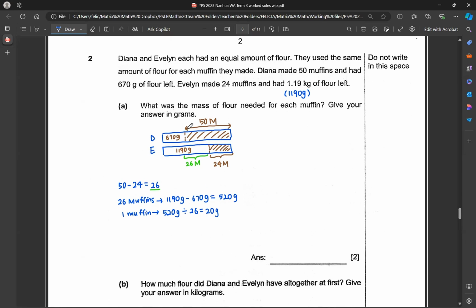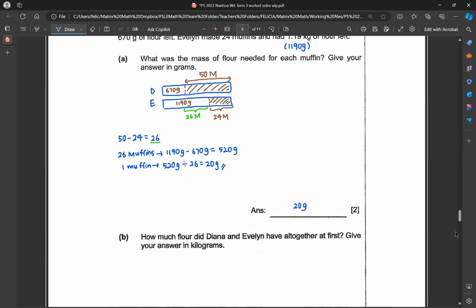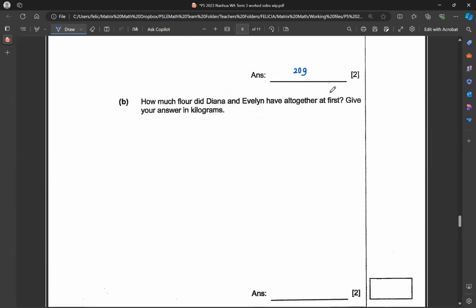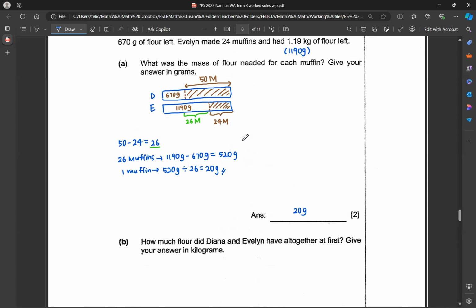So actually you have answered part A. What was the mass of flour needed for each muffin? So there you go, 20 grams. Okay. So part B, so this question is actually a 4-mark question, but they split it into 2 and 2 marks. Okay, so actually, if you manage to do the model for part A, you notice that part A actually gives away 2 marks. You can easily achieve this.